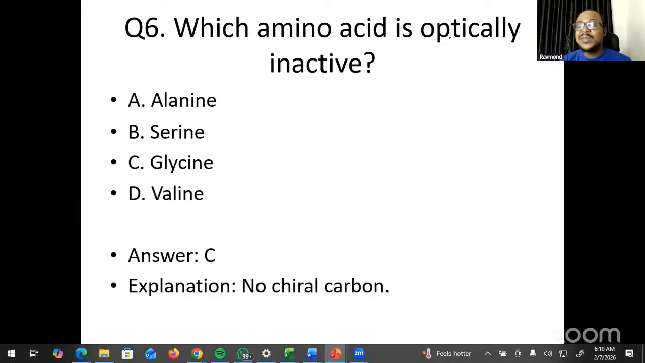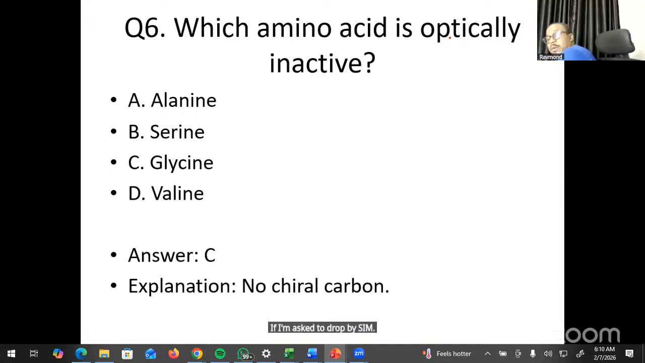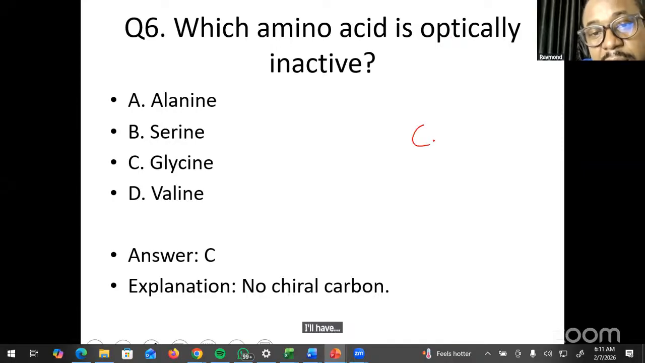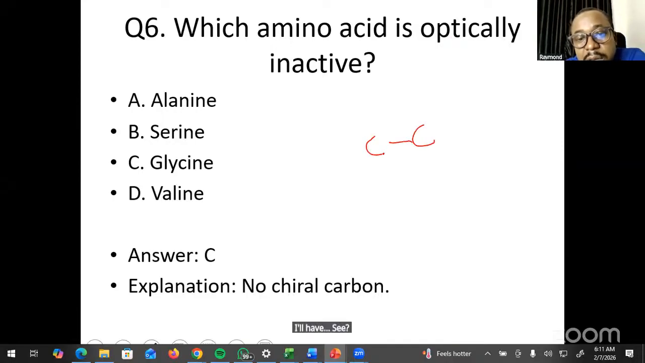Which amino acid is optically inactive? The answer is glycine, because glycine has no chiral center. If I'm asked to draw glycine, I'll have C, NH3, COO minus, hydrogen. So this is glycine.